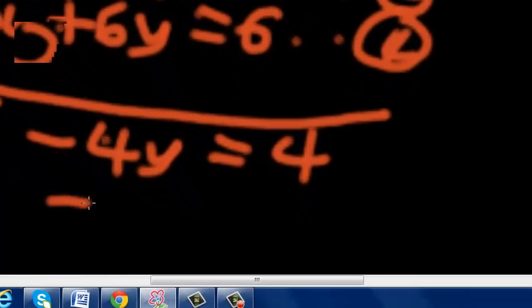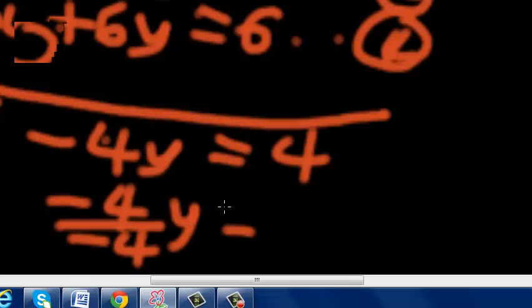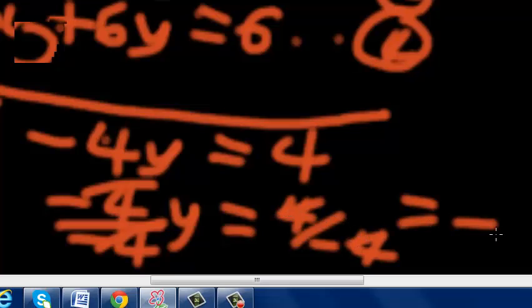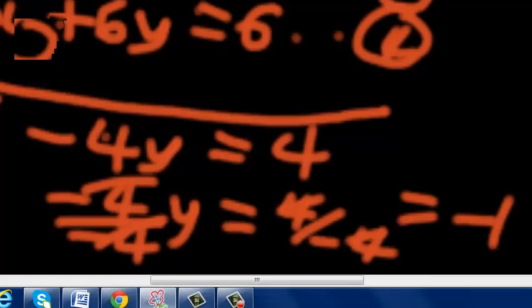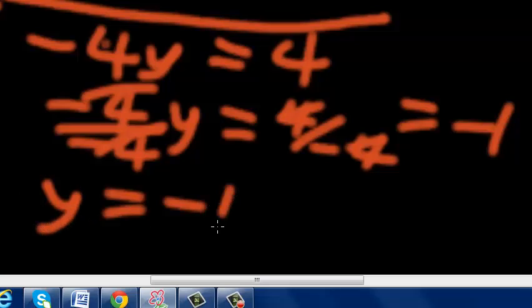So we'll say y, to get the value of y here, we will have to divide both sides by minus 4. So we have 4 divided by minus 4. So once this goes off, we still have minus 1. So our value of y is equals to minus 1.